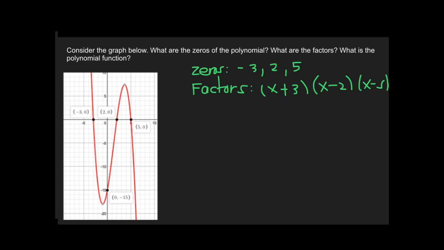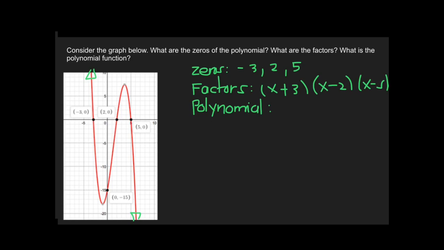Now, the third question is, what is the polynomial function being graphed here? So we're looking for our polynomial. What we know about our polynomial, based on how the graph looks, is that it is odd, because one endpoint goes up and one endpoint goes down.